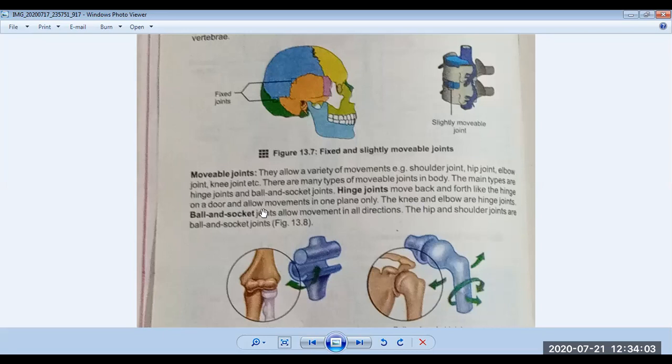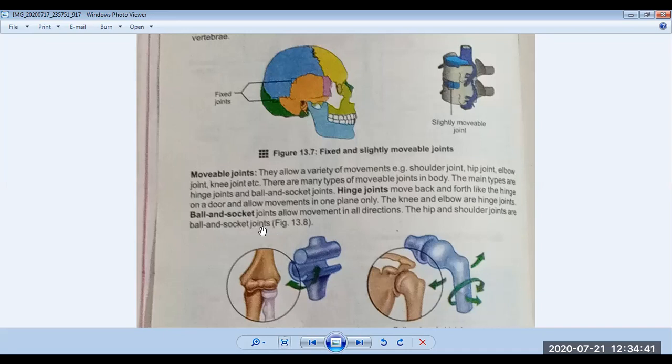After that, the second type of movable joint is the ball and socket joint. You can see in the diagram, it's a good example of your hip joint. This is like a ball and this is like a socket, and the ball is fixed in the socket. So ball and socket joints allow movements in all directions. It can rotate and move in all directions. The hip and shoulder joints are ball and socket joints.